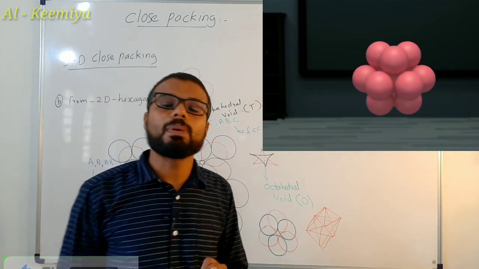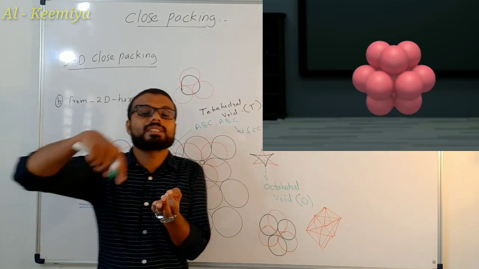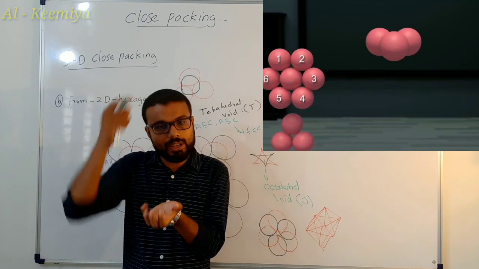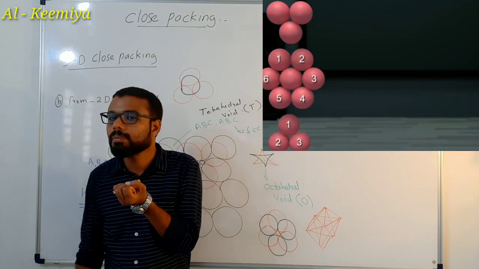12. One particle is coordinated with 6 particles in the same layer, you can see there, and 3 on the top layer and 3 on the bottom layer.